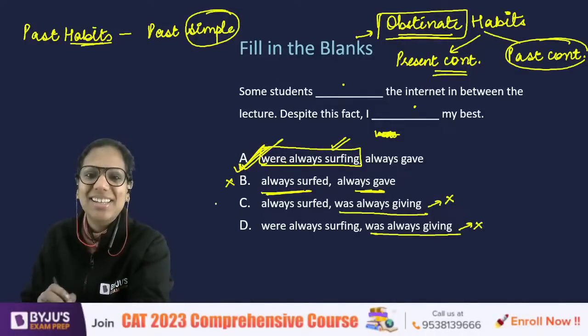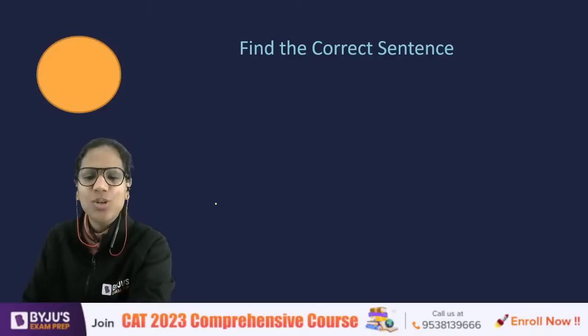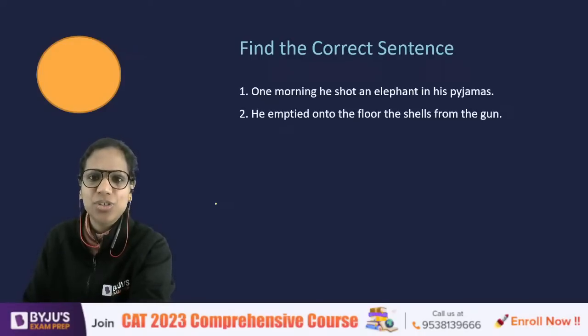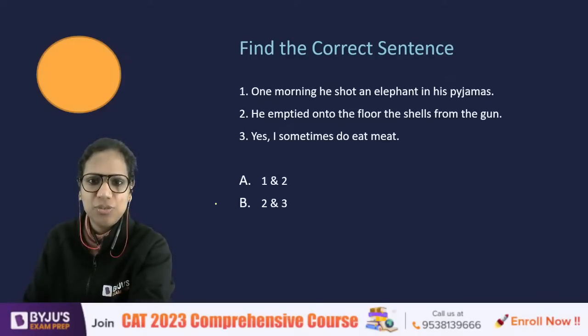Okay. Now, let's look at this. You have to find the correct sentence here. So, a number of sentences are given to you and a combination of options is given.